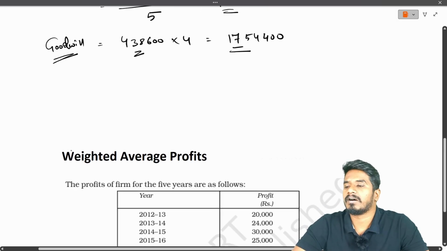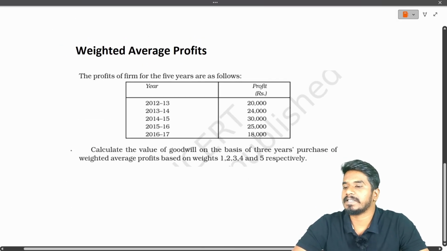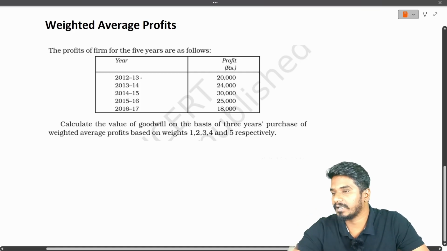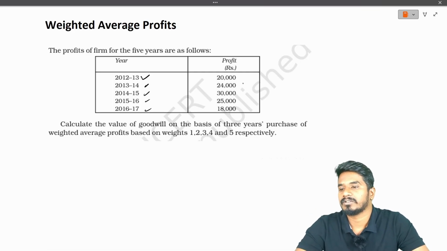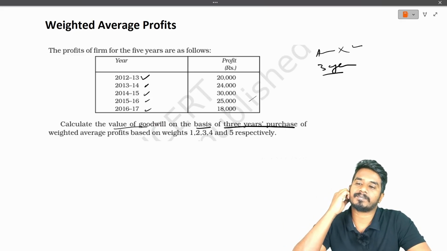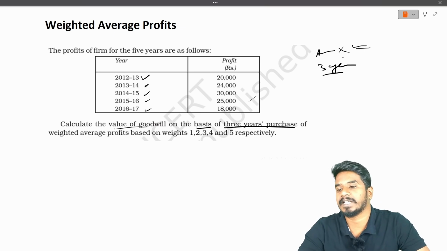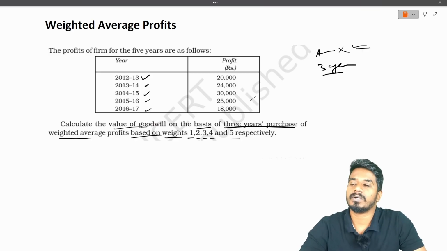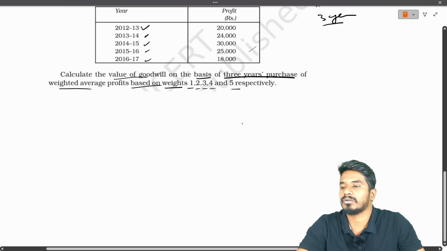So let us see the weighted average profit method. In this method, how can we calculate the goodwill? Let us read the question. They have already given 5 years profit. Calculate the value of goodwill on the basis of 3 years purchase. So average profit into 3 years purchase, we need to multiply by 3. The weights are also given, 1, 2, 3, 4, 5.